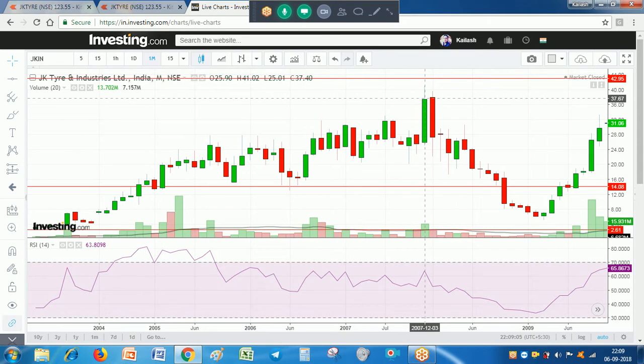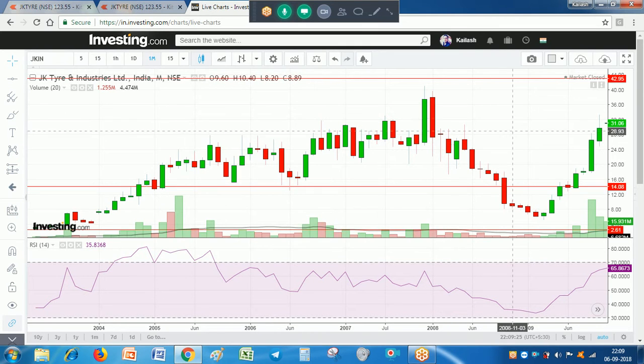It made a high of 41, and see what happened the next month. The stock made a high of 39.60 and a low of 22.06. It opened at 37.89. So the downward trend started again, and this downward trend this time has broken a very strong level.